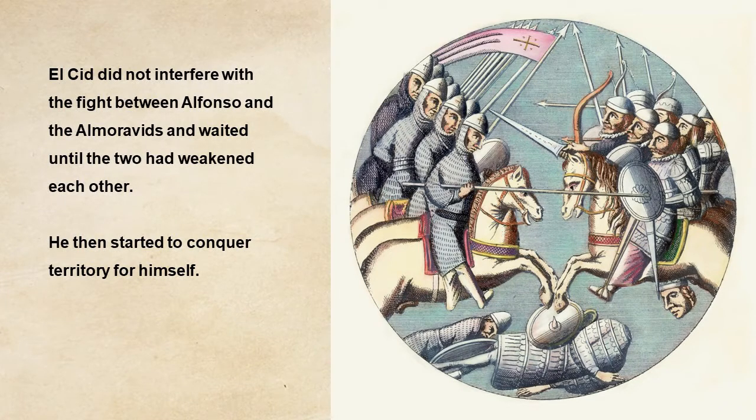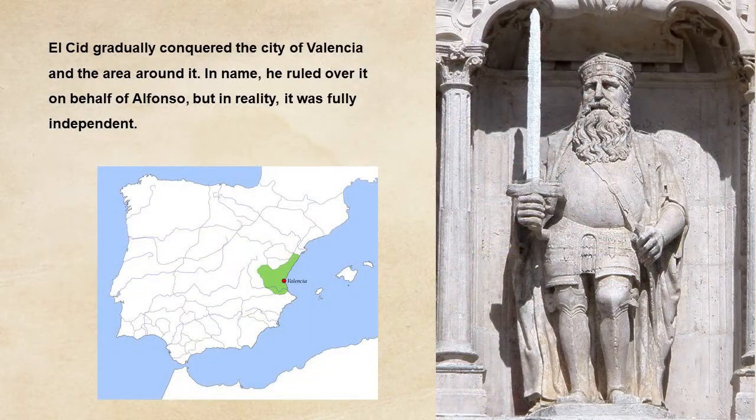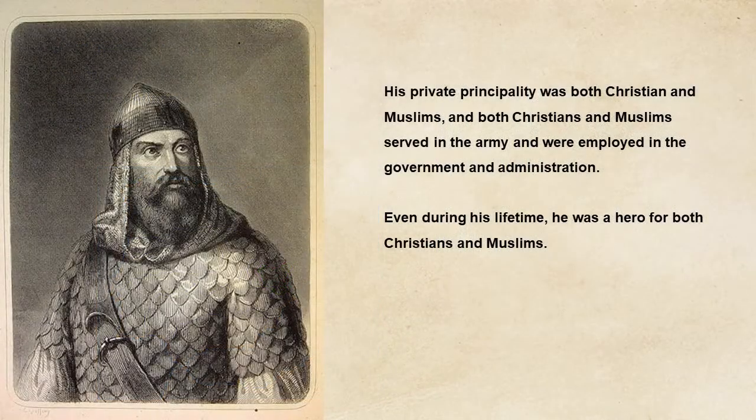He just let it be. He just waited until the two had weakened each other out because he had his own plans. He then, after a while, started to conquer territory for himself. El Cid conquered the city of Valencia, you see there in green, in the green territory at the coast, and the area around it. So officially he ruled over it on behalf of Alfonso, but in reality he was the ruler, almost like the king. The Lord, the Cid, El Cid, right?